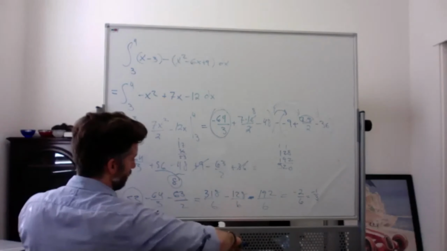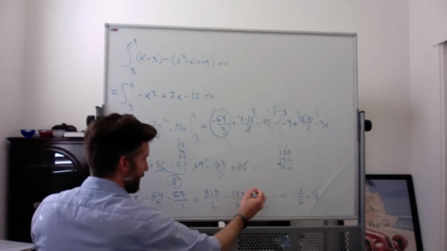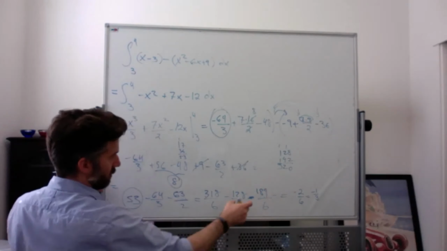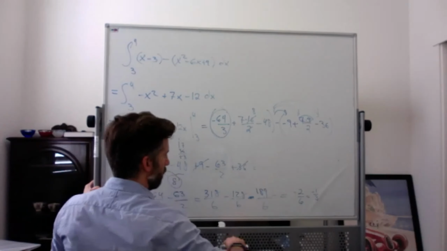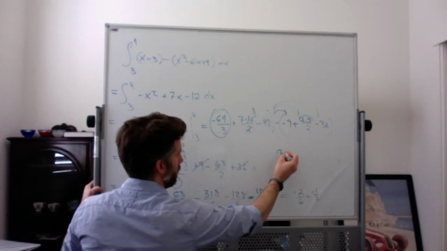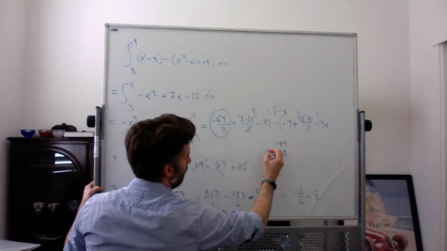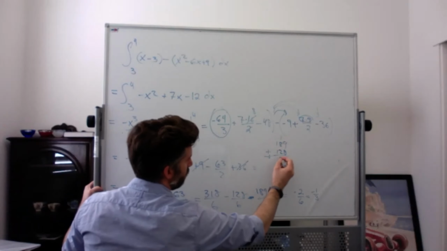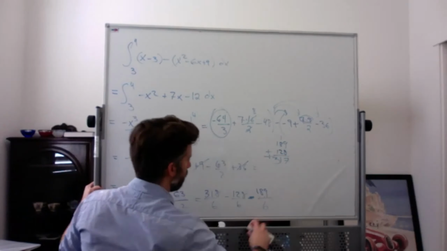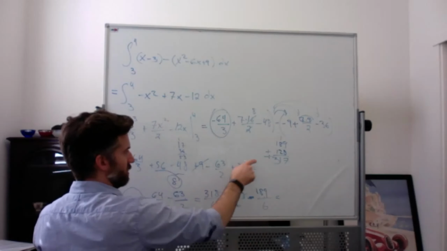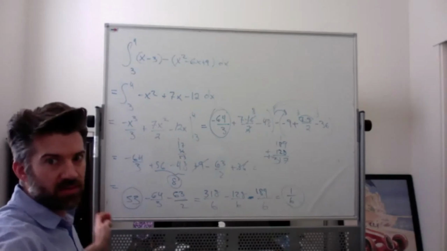I don't get 192 over 6. I get 3 times 63 is 189. And when I put these together, it's a close call, but it comes out right. 128 plus 189 is, let's see, 317. And barely, just barely, I get 318 minus 317 over 6, which is going to be 1/6. So it's good to check your work.